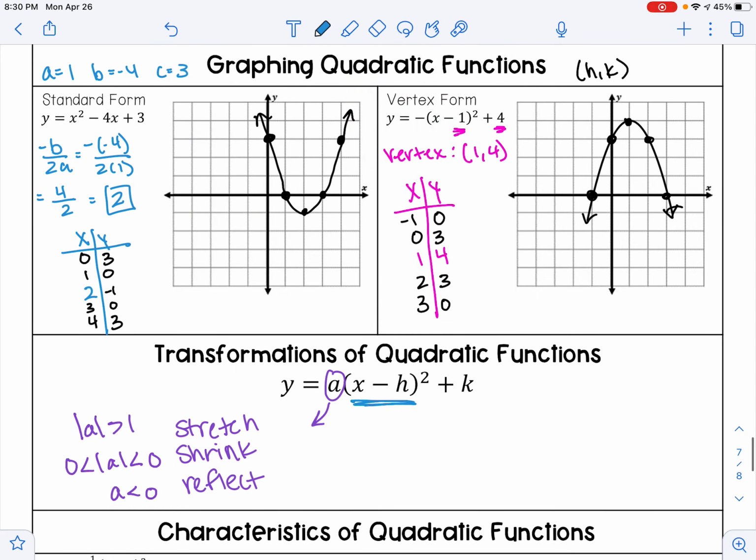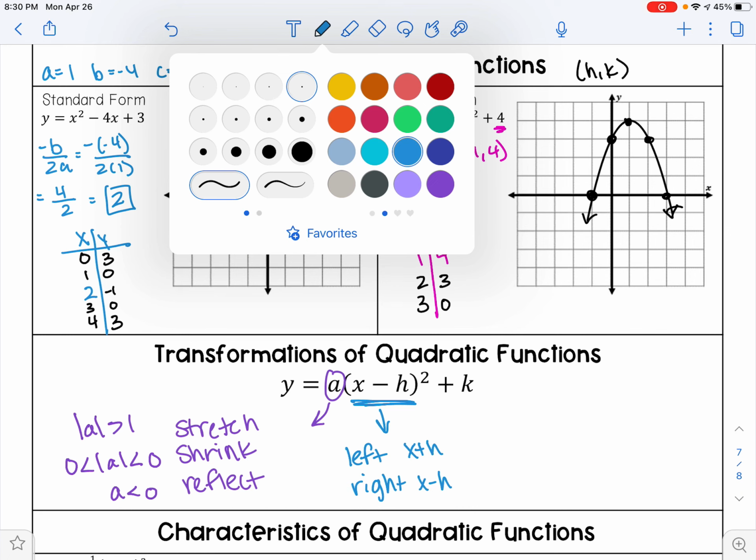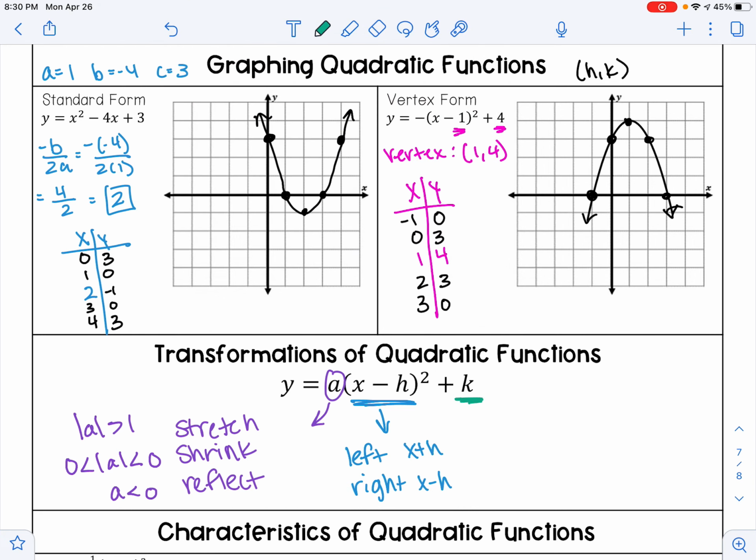x minus h, this tells you if you are going left or right. So you will go left if you have x plus h, and you will go right if you have x minus h. And then the k value tells you how much you are going up or down. It's going up if you have a positive k value, and down if you have a negative k value.